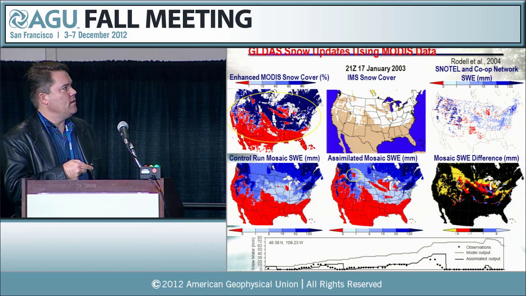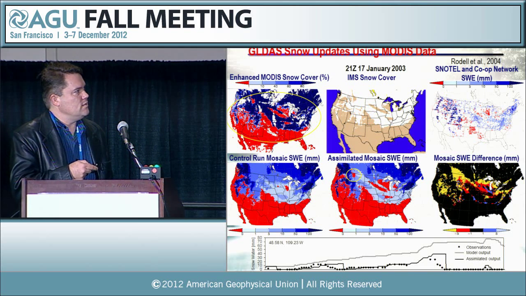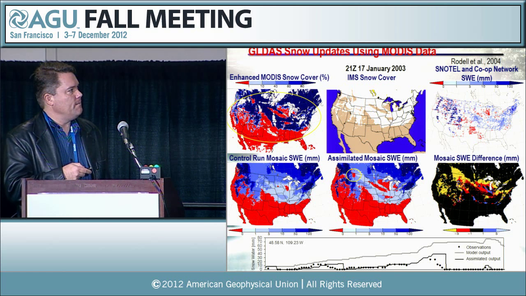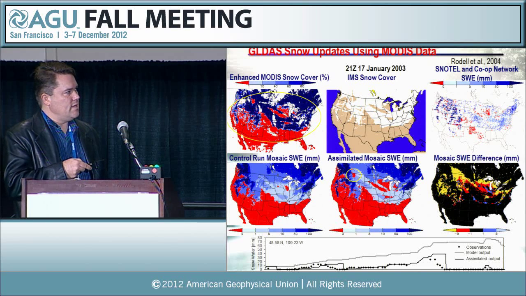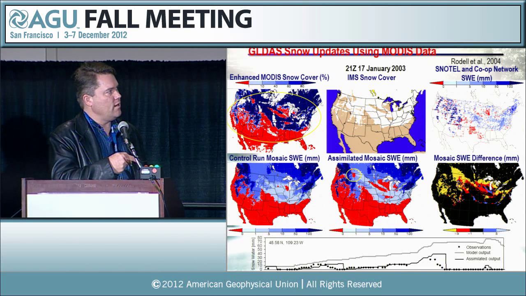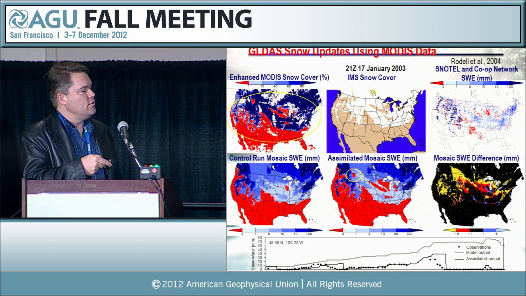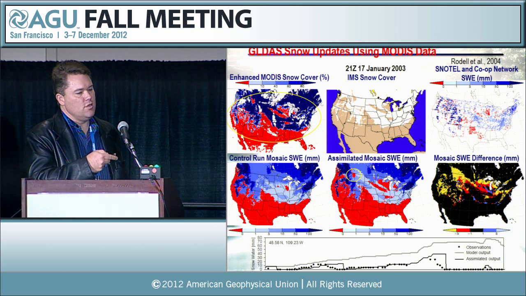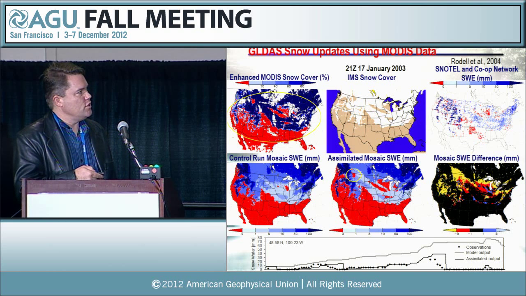So we did some experiments with simulating MODIS snow cover. This is an example of a MODIS snow cover product. And this is what our model said that the snow water equivalent should be. Recognize these are two different variables. Snow water equivalent is how much water is in the snowpack. Snow cover is whether snow is there or not.